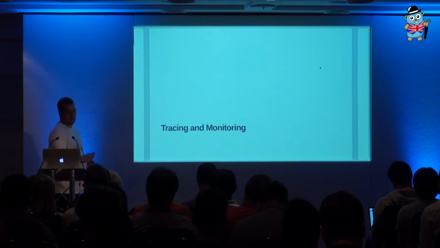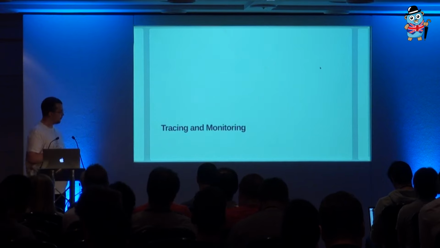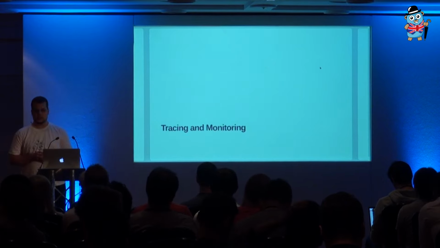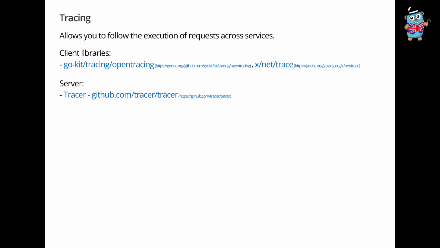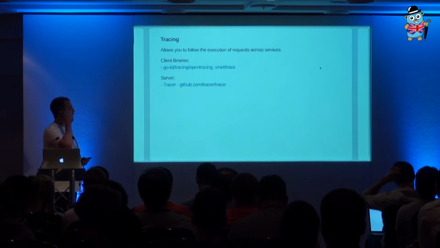And finally, as we are running out of time, there's the tracing and monitoring part of running applications. We've seen earlier both Peter and Matthew talk about tracing and distributed tracing. There are a few libraries that do that. The GoKit one is compatible with the OpenTracing implementation, and so is x/net/trace.